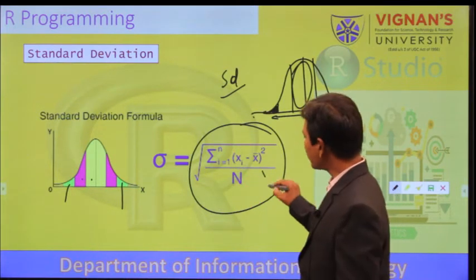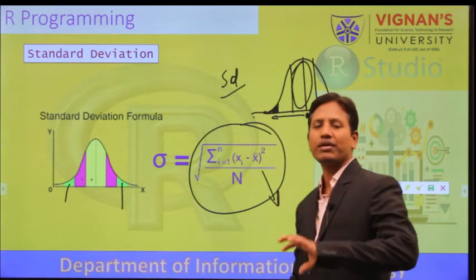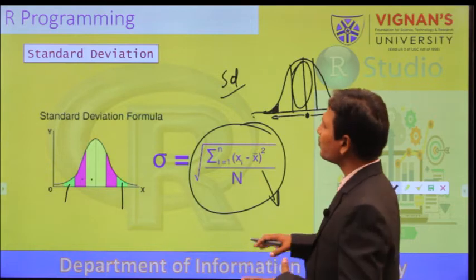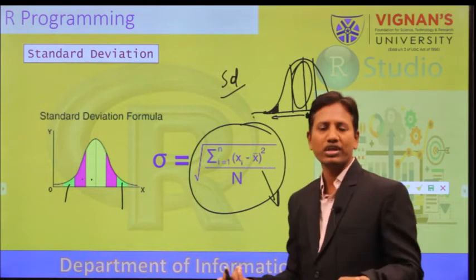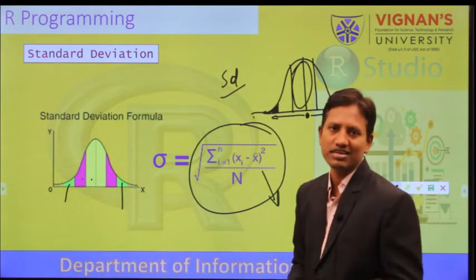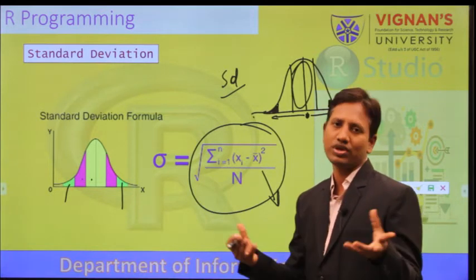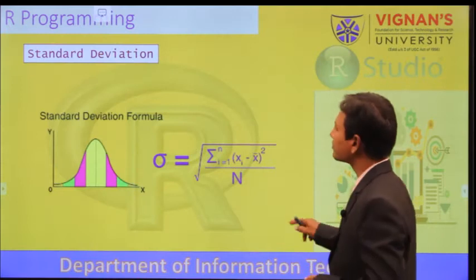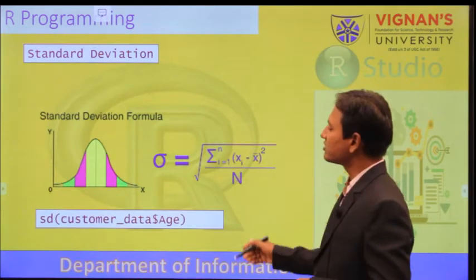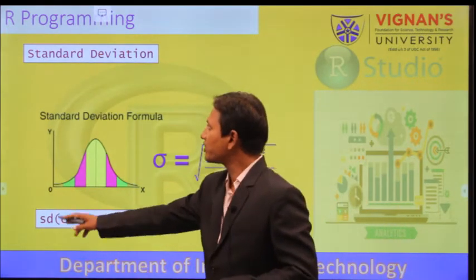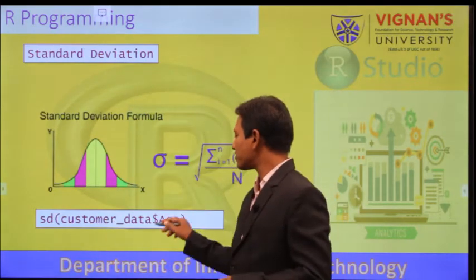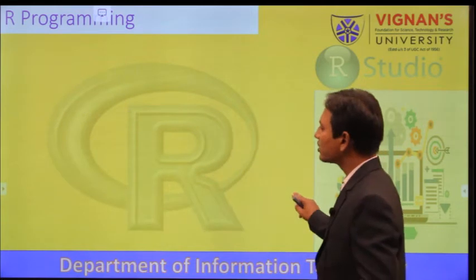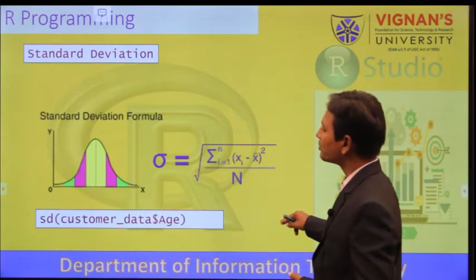Actually, computing this is related to data mining or statistics. But here we need not compute this manually. We have a function called sd. By using this sd, we can find out the answer. You'll see that. See this, sd stands for the standard deviation of customer age. So if you run that, you're going to get the output.